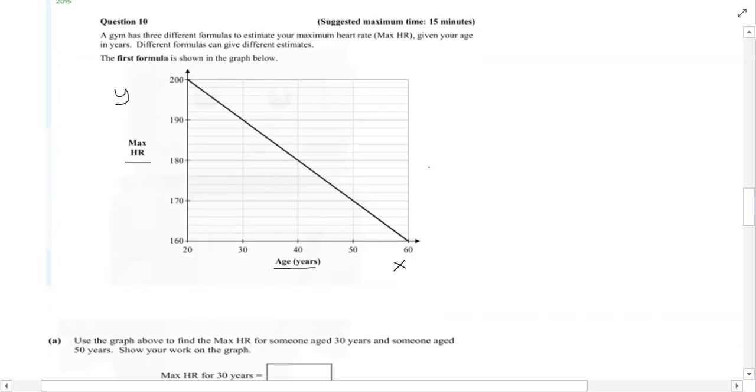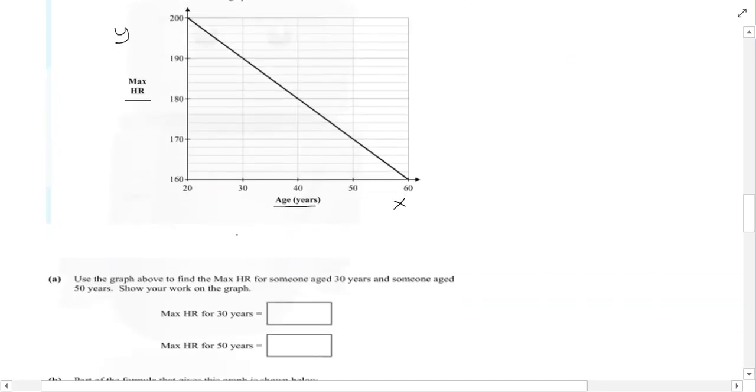Now, what it asks you to do then is, using the graph above, to find the maximum heart rate of someone aged 30 years and someone aged 50 years. Show your work on the graph. Okay, so you're using the graph to find the maximum heart rate of someone who's aged 30, and then someone who is aged 50.